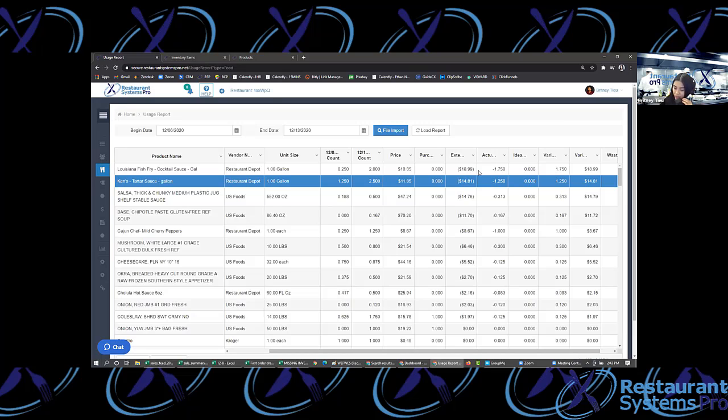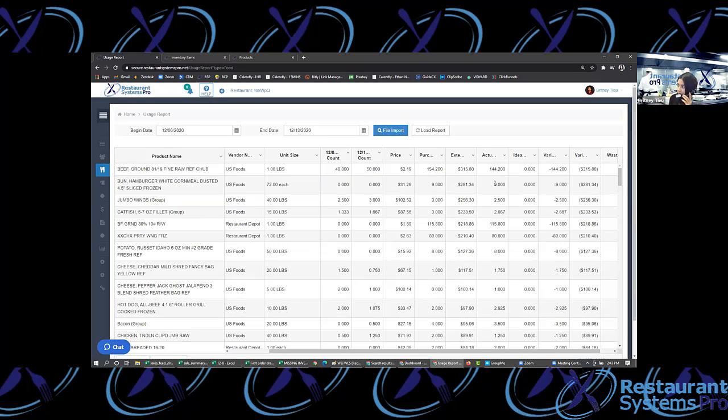Any questions or concerns about negative usage items? No, I get it. Okay, perfect. So next, what we'll do is we're going to click on the extension column, and we're going to click on descending. Now, the difference between your ascending and descending: ascending is your negative items that you grew by. Descending is going to be your top used items.